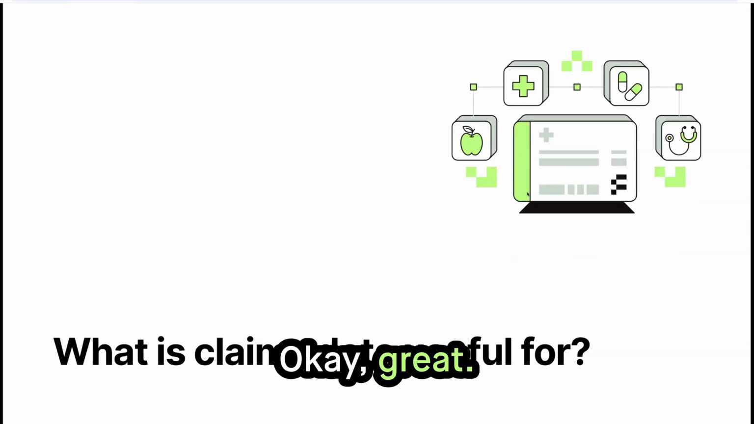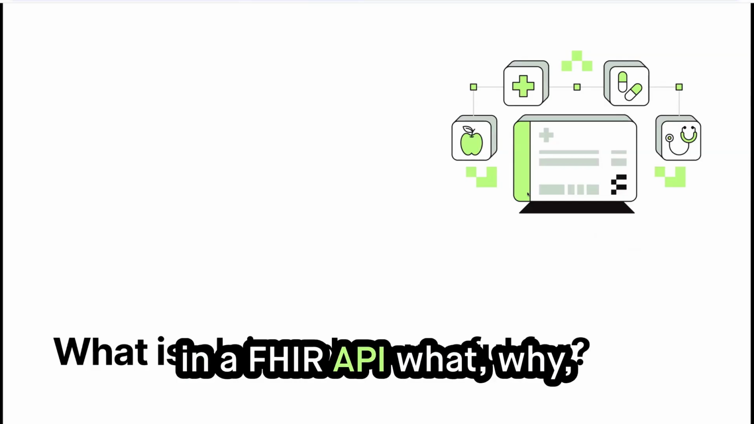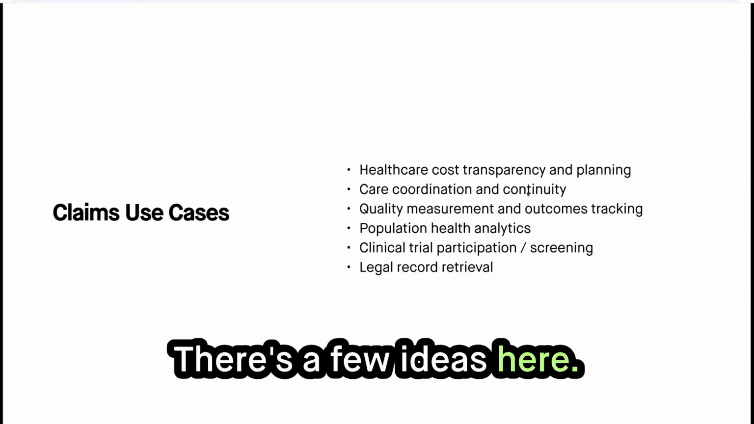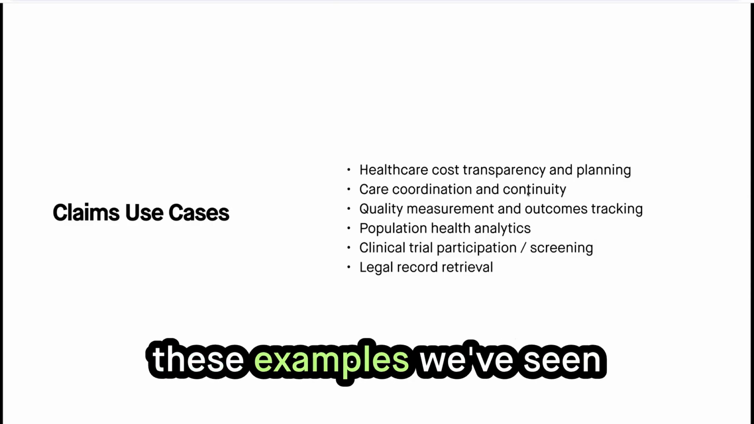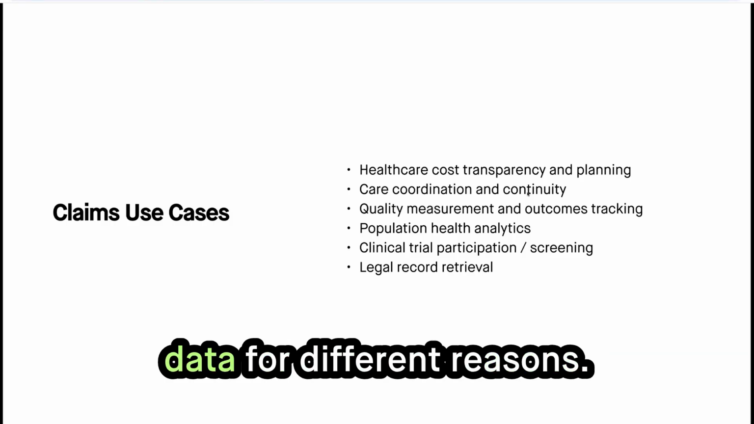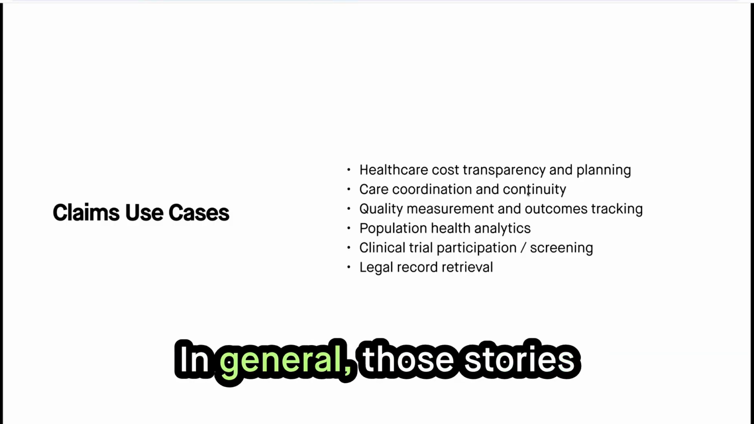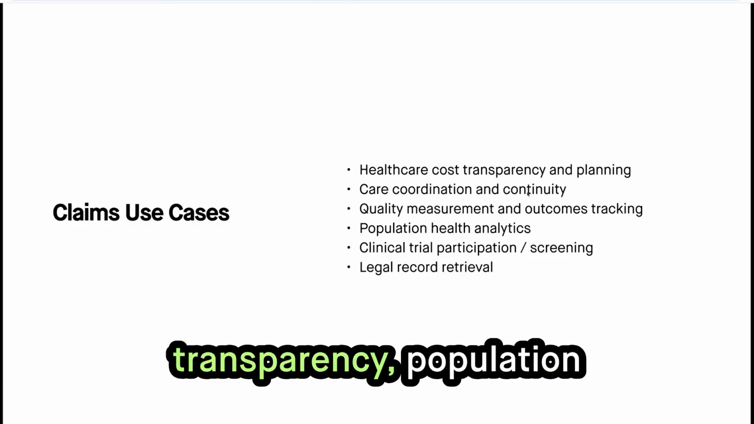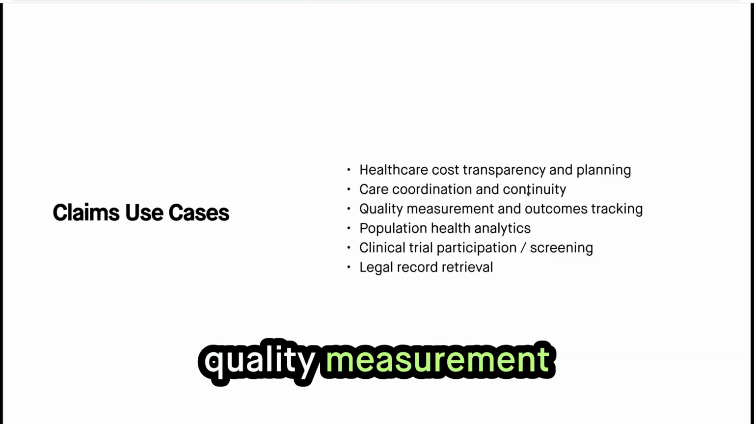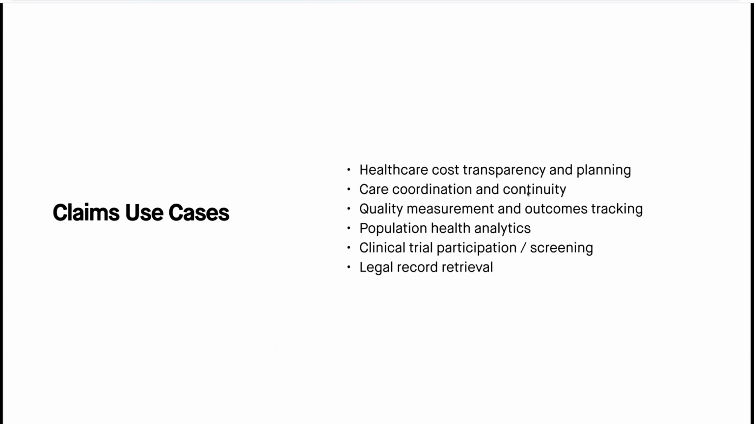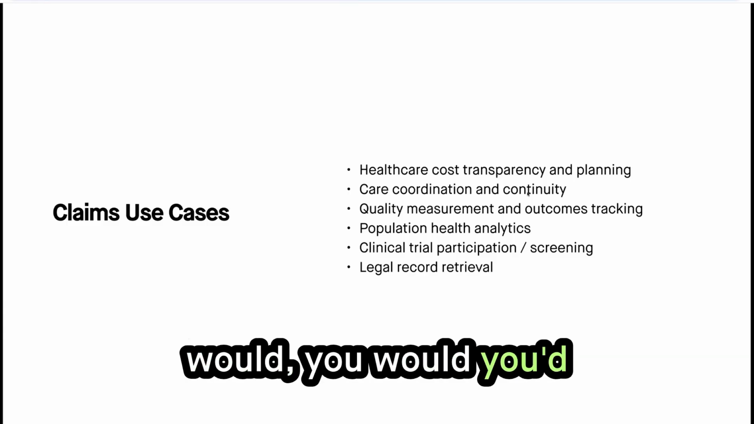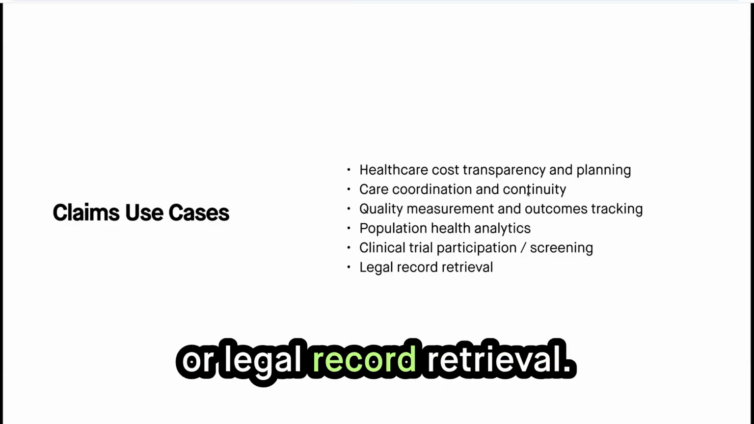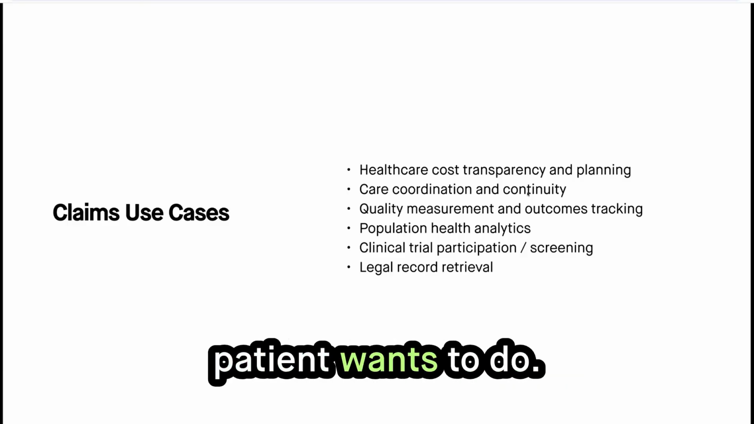First of all, though, okay, great. We've got claims data in a FHIR API. Why? What's it useful for? There's a few ideas here. Flexpa has worked with all of these examples. We've seen different folks using claims data for different reasons. In general, those stories boil down to things like care coordination, cost transparency, population health analytics, quality measurement, of course, but also use cases that you'd think that patient access would be helpful for and is today. That's clinical trial participation or legal record retrieval, things that a patient wants to do.